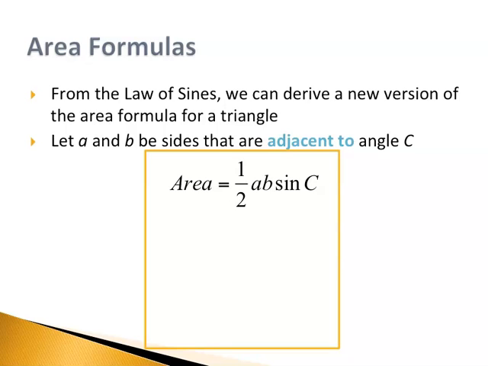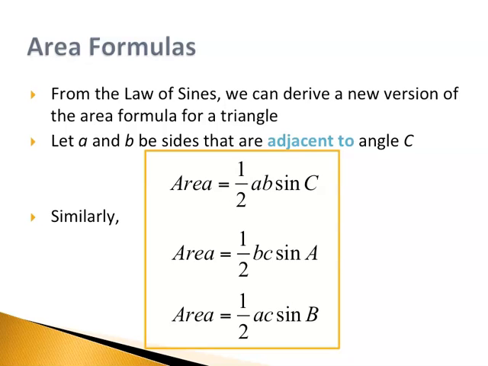Similar to the law of sines, where you have different versions depending on which pieces of information you have or how you've labeled your triangle, these are really just the same formula as well. The area is equal to 1/2 bc sine of A, and the area is equal to 1/2 ac sine of B.